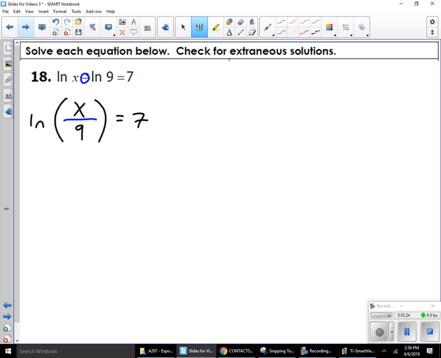Once again, I cannot use the one-to-one property here because I don't have log equal a log. I have log equals a number. So I'll have to rewrite this using e as my base. Once again, the input and the output switch. So I'll have e to the 7th equals x over 9.